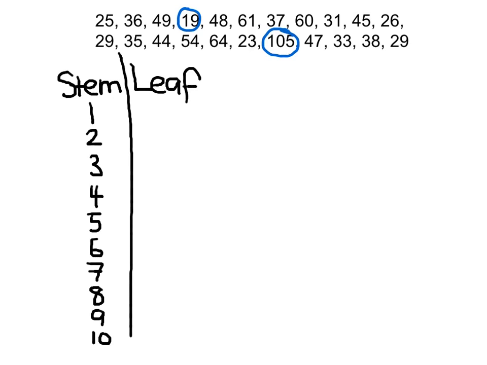So let's start with 25. We'll mark it off so we don't do it twice or forget it. So we need to put a 5 in the leaf part next to the 2 because that represents 25. 36, so we'll put a 6 right here. 49, so a 9 will go there. Our lowest value, 19. 48. It's probably a good idea to put a comma next to them so you don't think that it's 98. 61.